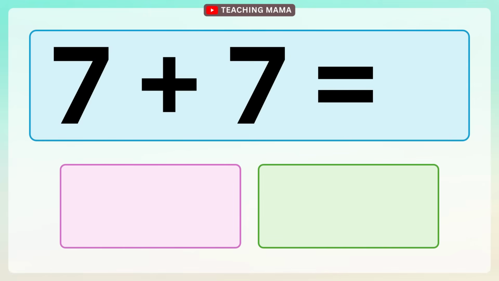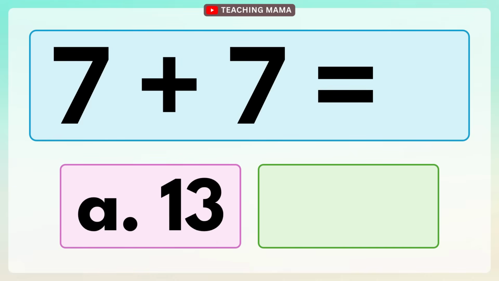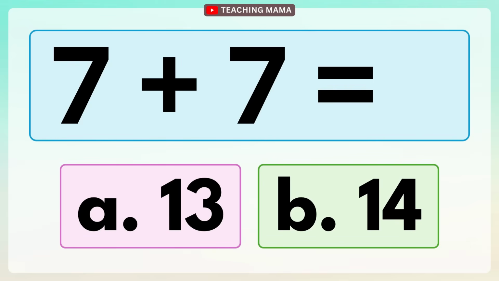7 plus 7 equals A. 13. B. 14. What is the answer? B. 14.